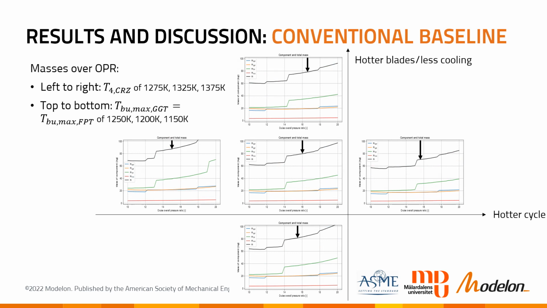What about mass estimates? We're showing them here again as a function of the overall pressure ratio with the same variation of the cycle temperature from left to right, moving to a hotter cycle, and from bottom to top, moving from more cooling in cooler blades to less cooling in hotter blades. First of all, we see now color-coded different components, the different gas generator turbo machinery components, the free power turbine, and also the total mass, for instance, that's the black line. And they contain discontinuities. They always occur when the required number of stages in the turbo machinery changes.